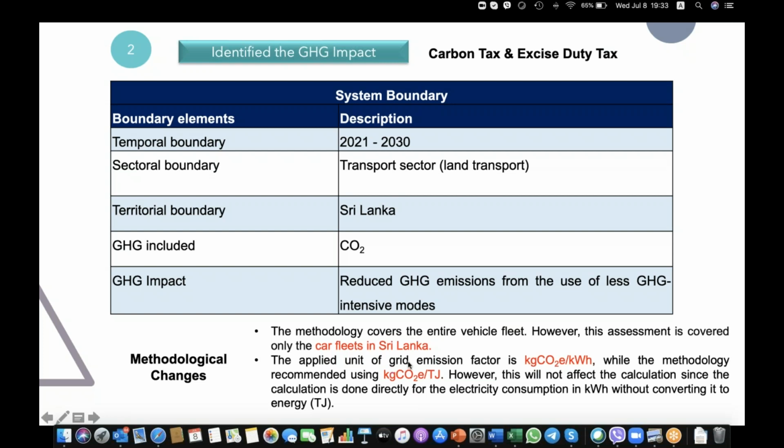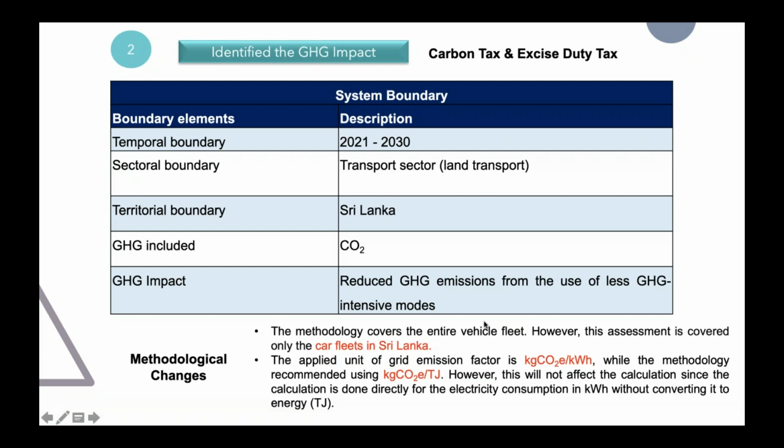And then the grid emission factor: according to the methodology, it requires using the grid emission factor in kilograms CO2 per terajoule as the unit, but we applied it per kilowatt hour. Actually, these changes we discussed with UNEP DTU and also the VERA team, who engaged with us in this exercise, and in consultation with them, we adopted these changes. And that's also a good advantage of the ICAT pricing guidance, because you may be able to adjust it depending on the country context and situation. So this is a very flexible methodology.